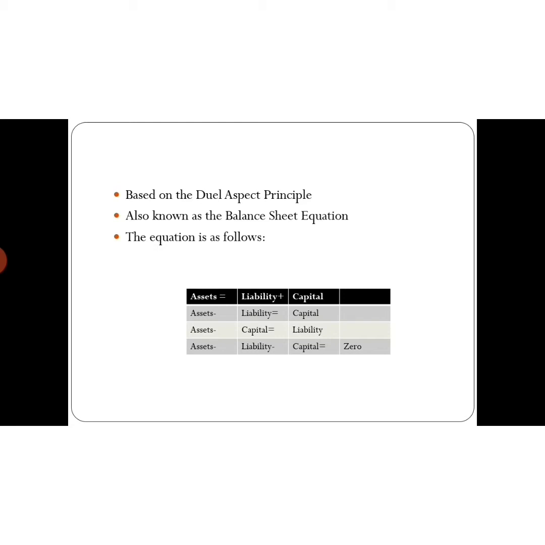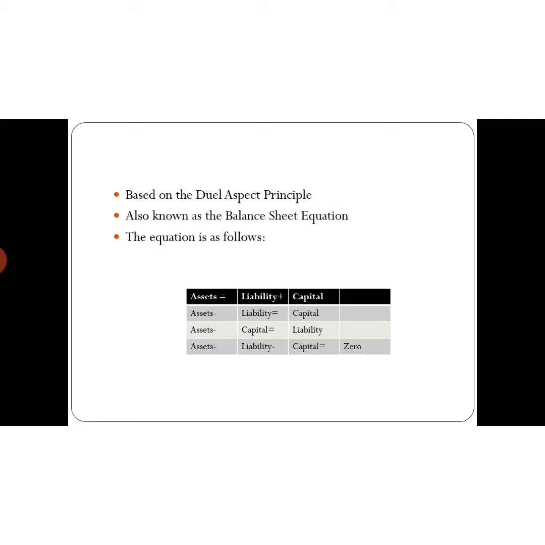It is also known as the balance sheet equation, because this equation deals with the relation between assets and liabilities plus capital, which summarizes the balance sheet itself. The accounting equation is as follows: assets equal liability plus capital.